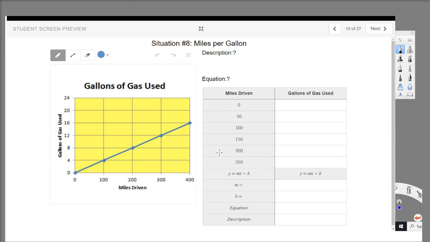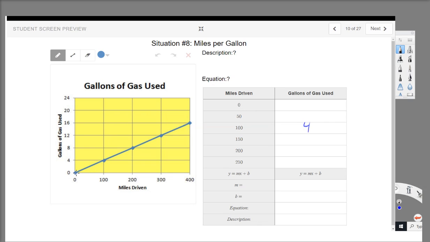For question number 10, you're just being provided this graph, so you're going to have to fill in the table. It looks like you're driving a certain number of miles, so 100, 200, and then you're using up gas. This graph tells you that if you drive 100 miles, you waste 4 gallons. So let's fill that in.